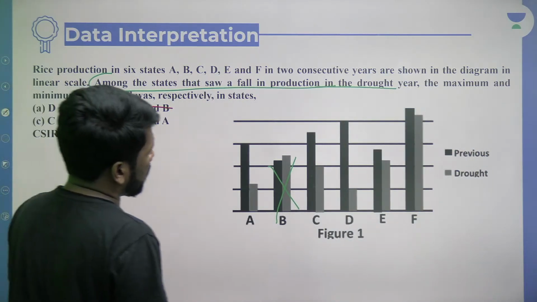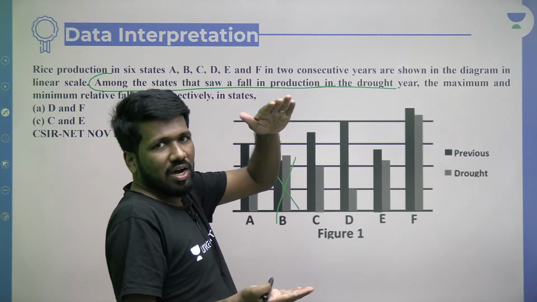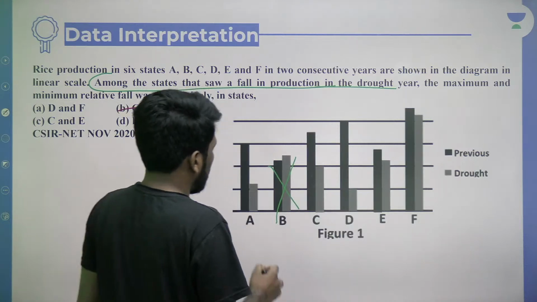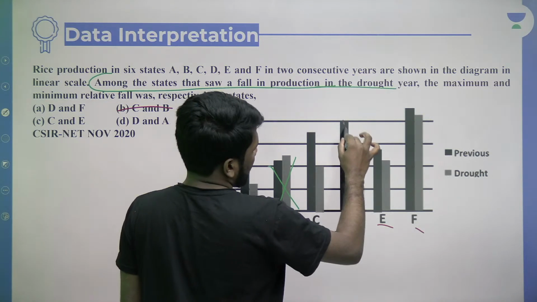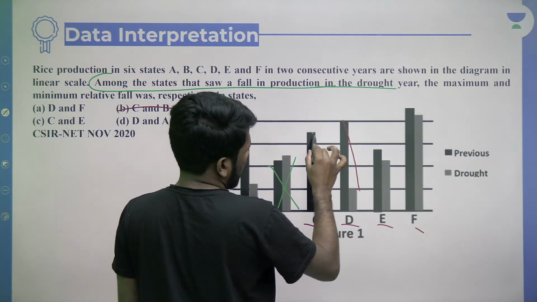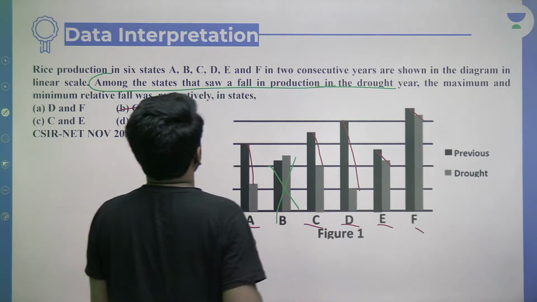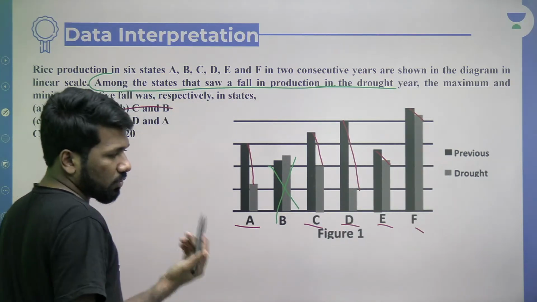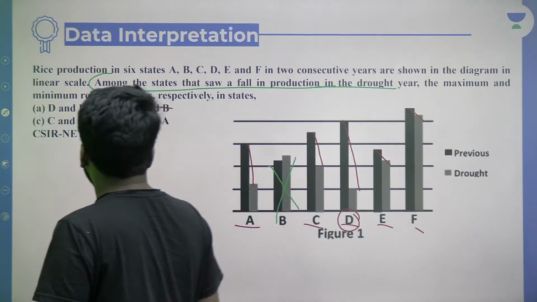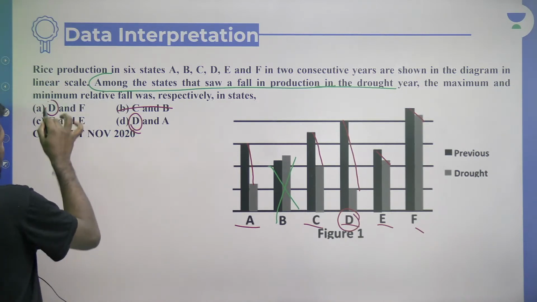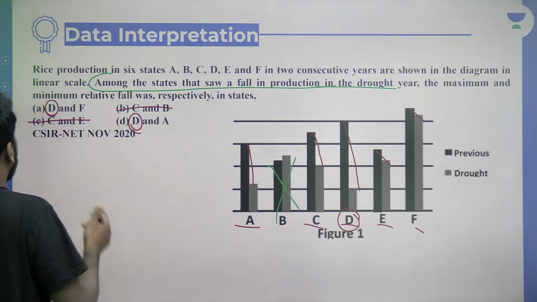Maximum fall means maximum difference between the bars. That is the meaning of maximum fall. From the pictures A, C, D, E, F, the maximum fall is clearly this fall, na? Compared to any other fall, this fall is the maximum. Visually you can answer it, nothing more needed. So D has the maximum fall. D maximum fall, there are 2 options. So the other option which does not say D has the maximum fall can be eliminated.